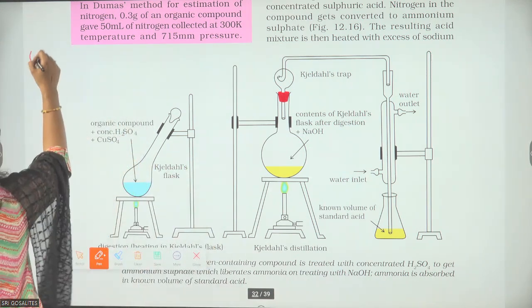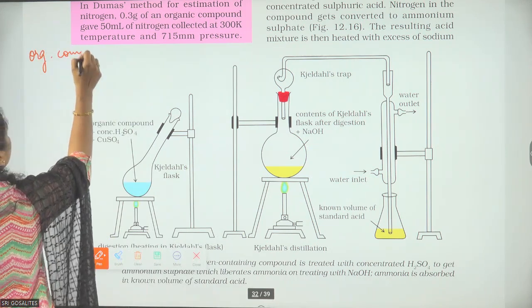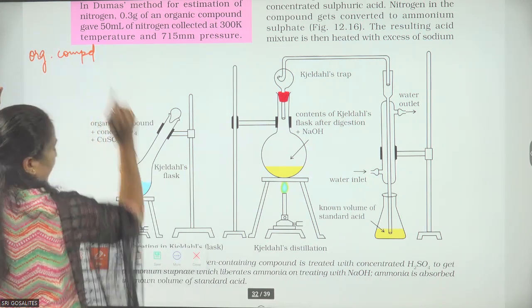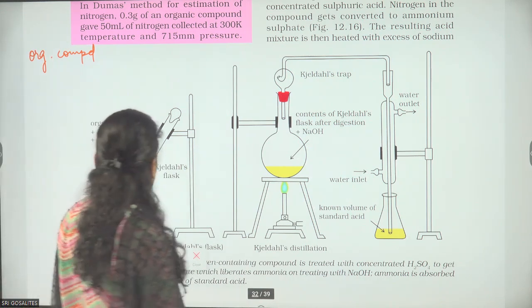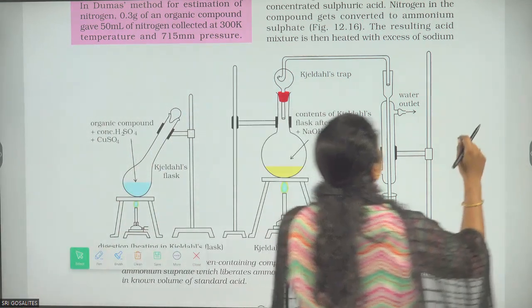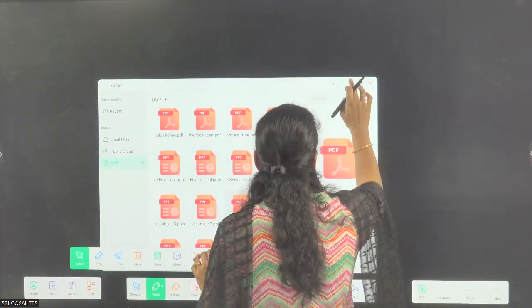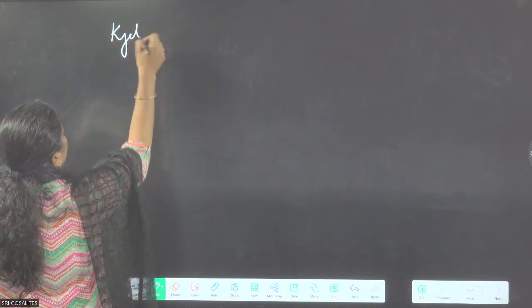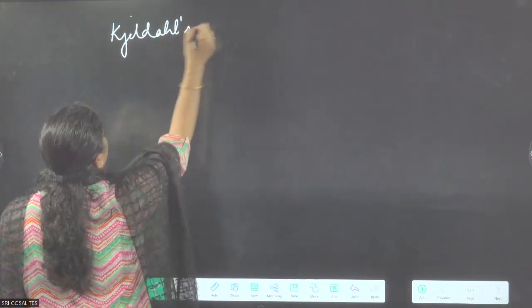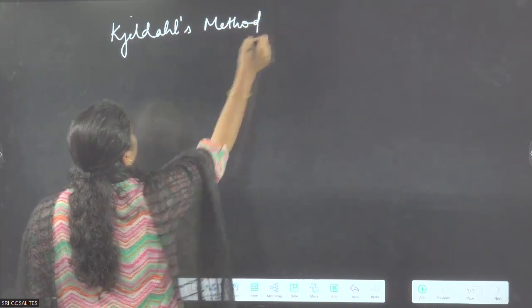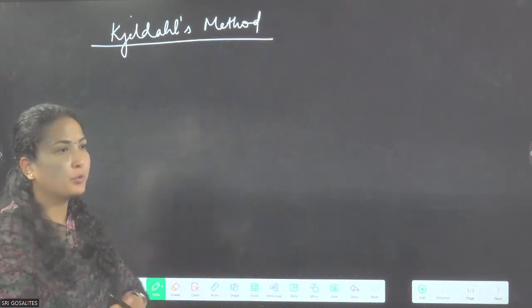So what I'm having is this organic compound, right? I'll do one thing, and we'll come back to this particular question. So I'm just explaining you here Kjeldahl's method, because it is the area which is confusing for everybody.